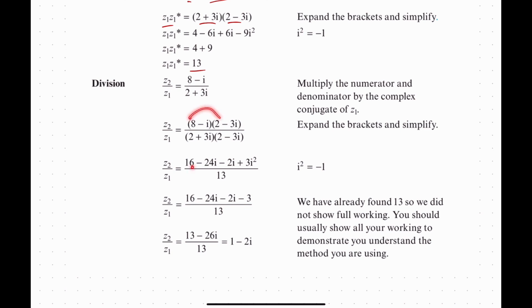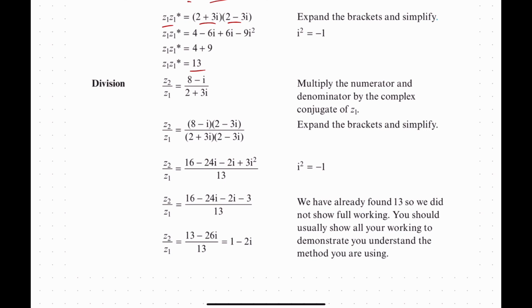So 2 times 8 is 16. 8 times minus 3 is minus 24i. Minus i times 2 is minus 2i. And minus i times minus 3i is positive 3i squared. i squared being minus 1, this positive 3i squared becomes negative 3. And then simplify it down to 13 minus 26i over 13, where top and bottom share a common factor. So the solution is just 1 minus 2i.